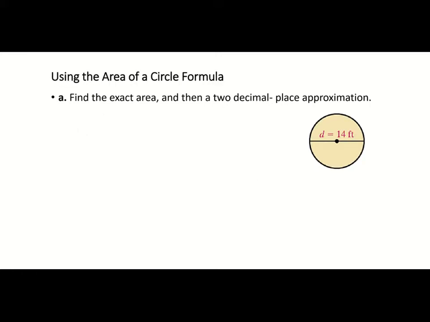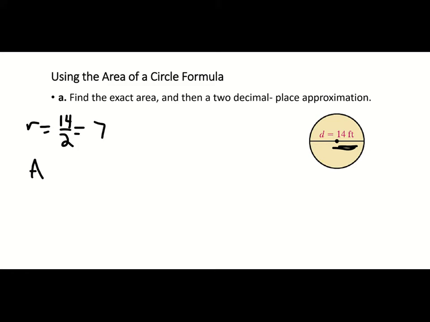Right, here they want us to find two things, the exact area of the circle, and when they ask for exact, you're going to leave it in terms of pi, and then also a 2 decimal place approximation. So they gave us on this circle the diameter, but we need the radius. So remember, the diameter is twice the radius, so if I take the diameter and divide it by 2, I will get my radius. So my radius is 7.